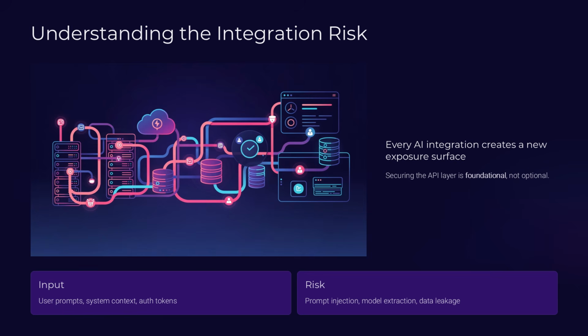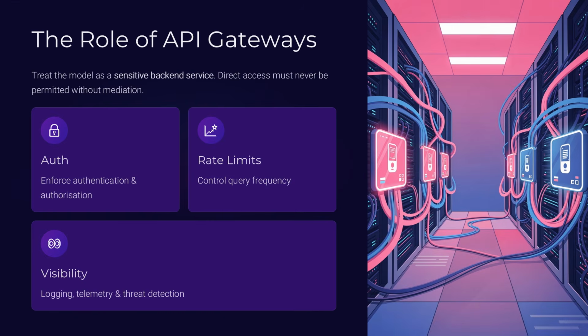This interface handles user input, system prompts, context retrieval, authentication tokens, and output responses. It becomes the control point for security enforcement. If this layer is weak, prompt injection attacks can bypass safeguards. Model extraction attempts can go undetected. Sensitive information can leak through poorly filtered responses. Therefore, securing generative artificial intelligence application programming interfaces is not optional. It is foundational.